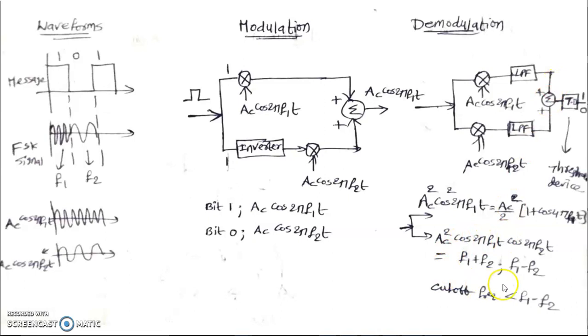Now what about the lower path? In the lower path, f1 plus f2 frequency is there, and f1 minus f2 is there. Here we are choosing the cutoff frequency which is less than f1 minus f2. That is, this low pass filter is not passing these two frequencies. That is, from the lower path it is not getting anything here. So from the upper path only Ac square by 2 is allowed and Ac square by 2 cos 4 pi fct is not allowed. So that's why here we get Ac square by 2. So using some threshold device, if Ac square by 2 is greater than some threshold value, then it can send it as a 1 here.